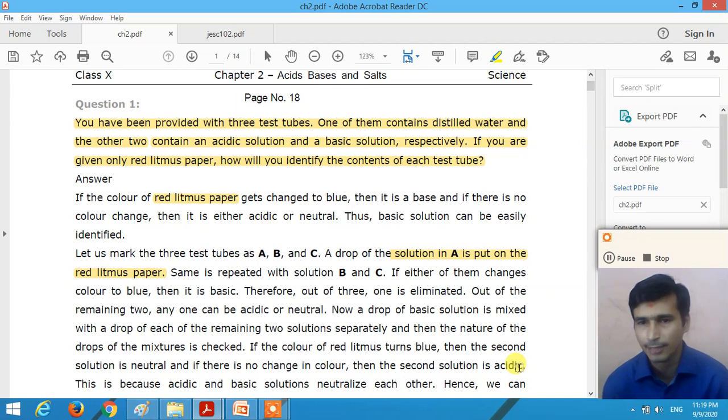So take a drop of the basic solution, mix it with the remaining two, and check with the red litmus paper. If the red litmus paper turns blue, the second solution is neutral, and if there is no change in the color, the second solution is acidic, right? So this way, using only the red litmus paper, we can find out whether the solution is acidic, basic or neutral, right?